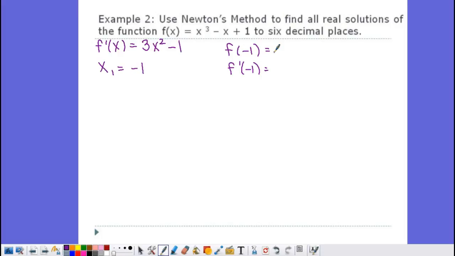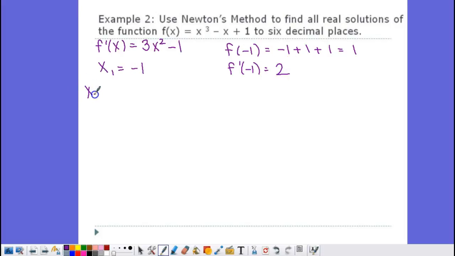So if you plug in negative 1, cubed is negative 1. Negative 1 times the negative is a plus a 5. So we get a 1. The derivative at negative 1? Negative 1 squared is 1, times 3 is 3, minus 1 is.